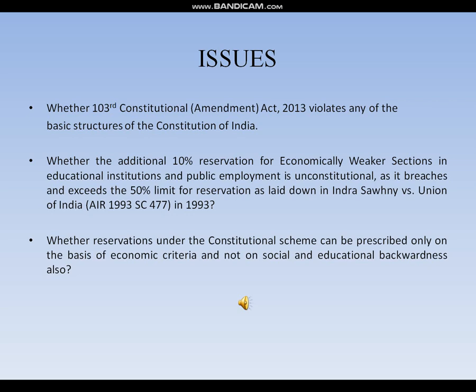Finally, the third issue here is whether reservations under the constitutional scheme can be prescribed only on the basis of economic criteria. Because this 10% reservation was done for economically weaker section, right? So whether this can be done or not, excluding social and educational backwardness also. So this is the third issue. So these are the three issues on which you need to deliberate, research, and then give me your arguments. Okay.